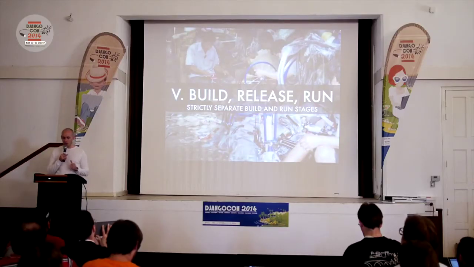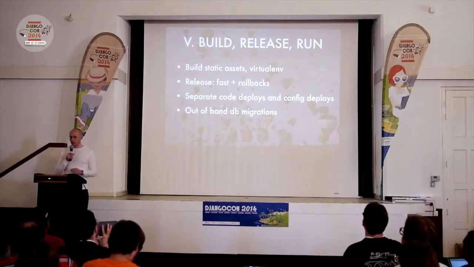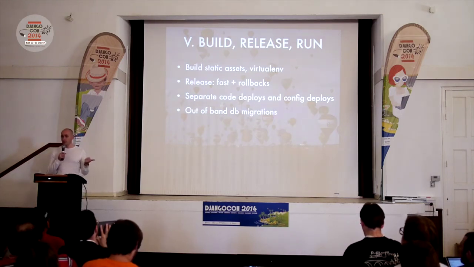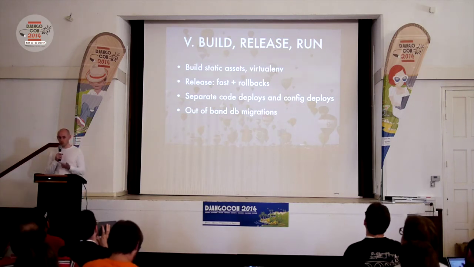And finally, one more thing that we're going to look at is the fifth factor, build, release, and run, where those should be separate steps. Strictly separate the build and the run stage. So to do that, what do we build? You might think there's not much to build, we're not compiling stuff. But you're still building static assets. You could build your virtualenv in advance so that it doesn't have to be done during deploy.